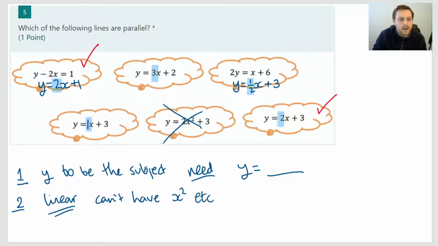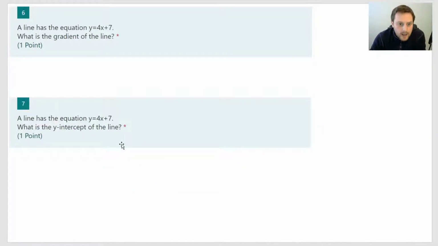Okay, right, number 6. A line has the equation y equals 4x add 7. What is the gradient of the line? So it's just 4. Okay, y is the subject and it's a straight line graph. It's not got x squareds or above in it, so it just means it's the number in front of the x. It's going to go 1 along and 4 up. We've got the same equation. What's the y-intercept? So this is when x is 0. When x is 0, you're on the y-axis.